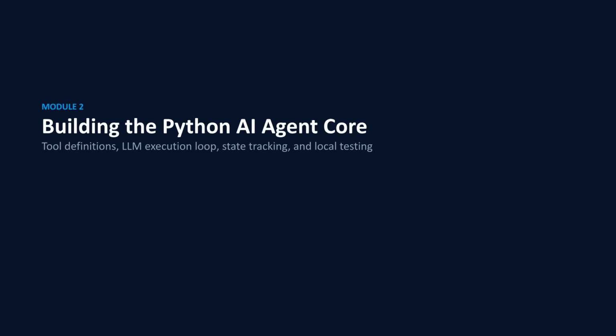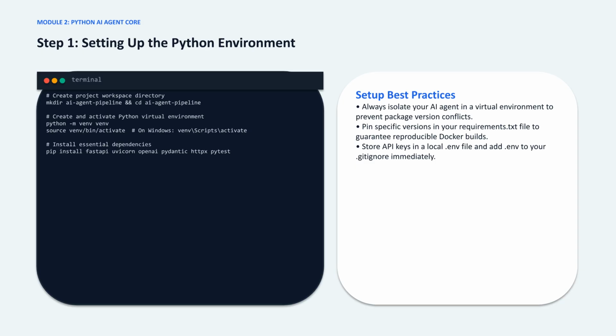In Module 2, we dive into the core of our project, building the Python AI agent, defining our custom tools, setting up the LLM execution loop, and writing our local tests. Begin by setting up your project directory and a virtual environment to isolate dependencies. It is a best practice to pin your requirements and keep your sensitive API keys inside a .env file, which you should immediately add to your gitignore.